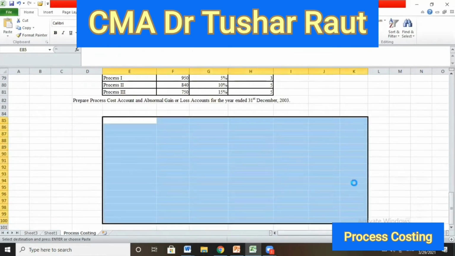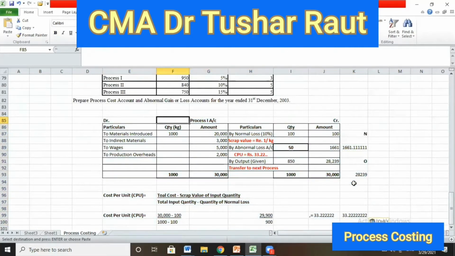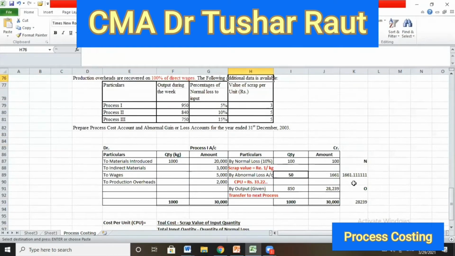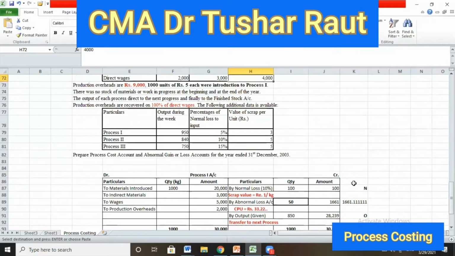So here the first process is process 1 account. So we need to follow that order only: process 1, process 2 and process 3. Okay. And as per the information, we need to follow the same order, whatever is the given information. That is as per me note.